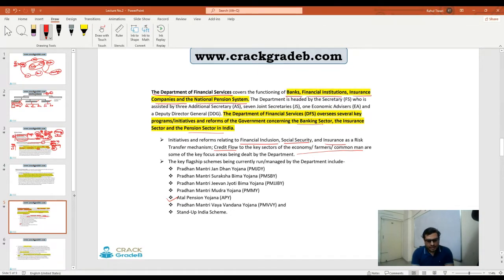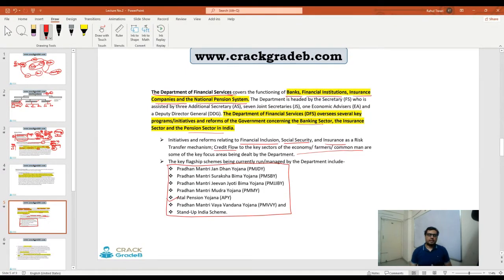Similarly, this can create some confusion, for example Pradhan Mantri Vaya Vandana Yojana, right? All these schemes, Stand Up India, all these schemes are being implemented by the Department of Financial Services. We will discuss all these schemes and other schemes. There is always a doubt in the students' minds: should I go for all the schemes or this particular scheme and that particular scheme?